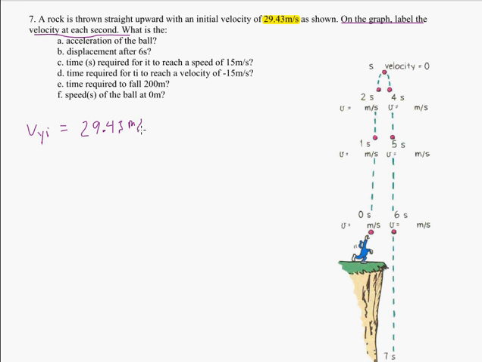Now, whenever you say you have an initial velocity, that's the same thing as saying that is your velocity at time 0. Whenever you hear initial, think time 0. I'm just going to write off to the side because I'm not going to have enough room: 29.43 meters per second. It goes in that blank.